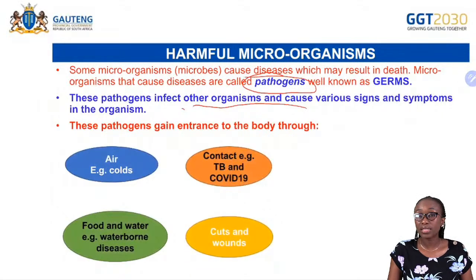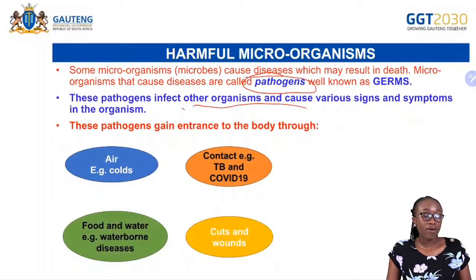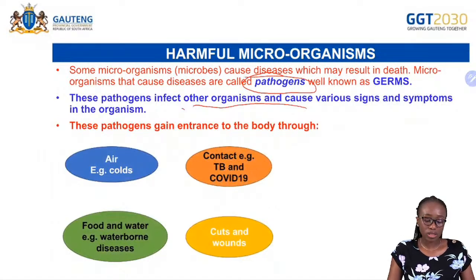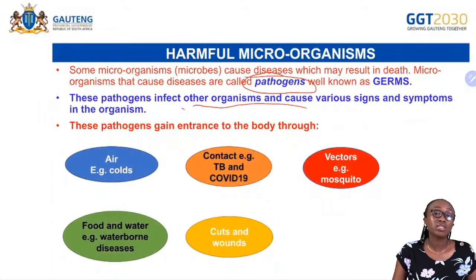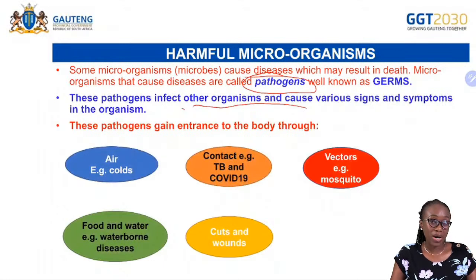It could be through cuts and wounds. If you have a cut and the next person also has a cut and then you come into physical contact, then you can have one pathogen moving from one person to another. Or it could be through vectors. Vectors are also called carriers. So these are insects that carry pathogens and spread them around. For example, the mosquito. Some mosquitoes carry the pathogen that causes the disease malaria, and they can pass it on to human beings by biting them. So in the saliva of the mosquito, this is where you find the pathogen.